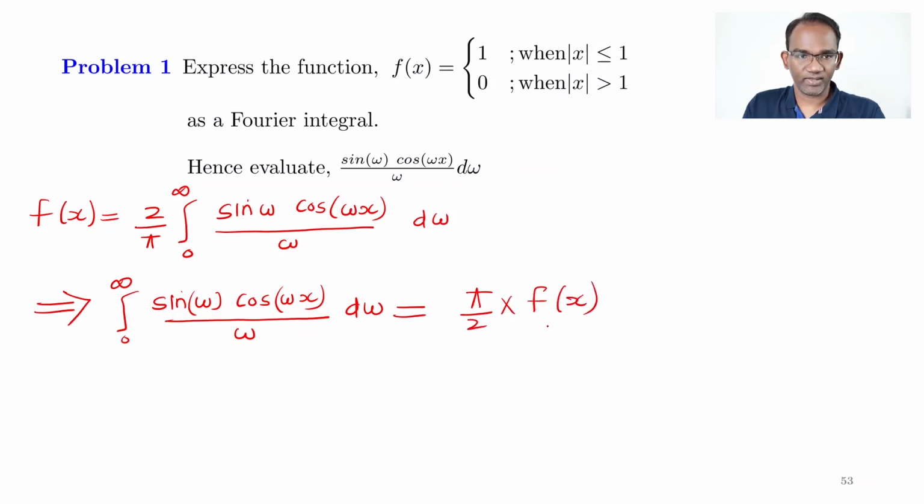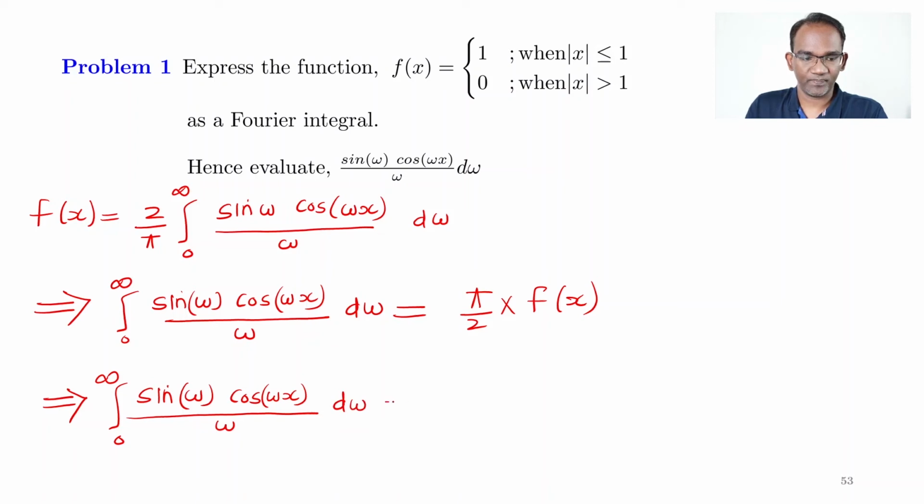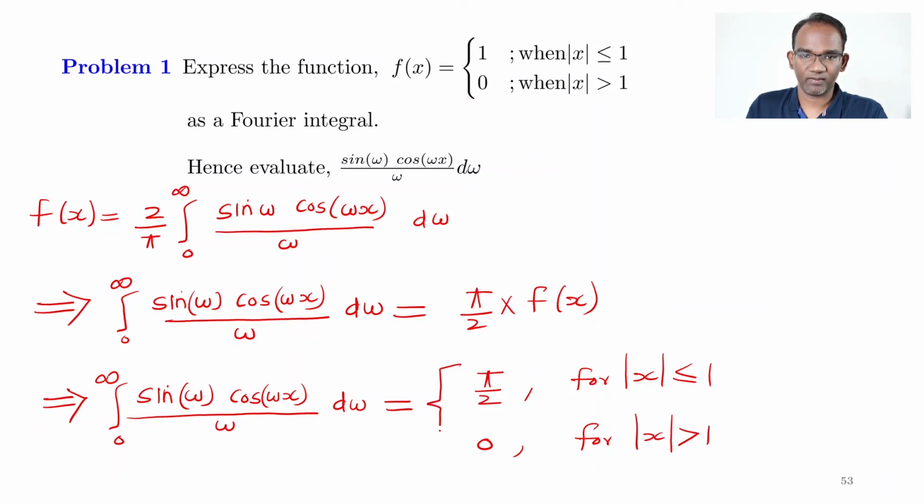That is, we have rearranged the left hand side and the right hand side. Therefore, this gives integral 0 to infinity of sin ω cos ωx divided by ω dω as equal to pi by 2 for |x| less than or equal to 1 and equal to 0 for |x| greater than 1. So this is how we solve problem 1.